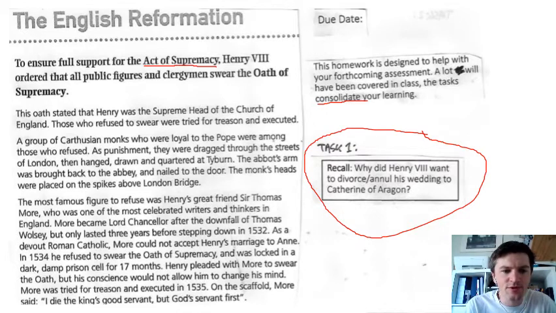A group of Carthusian monks who were loyal to the Pope were among those who refused. As punishment, they were dragged through the streets of London and hanged, drawn and quartered at Tyburn. The abbot's arm was brought back to the abbey and nailed to the door. The monks' heads were placed on spikes above London Bridge.